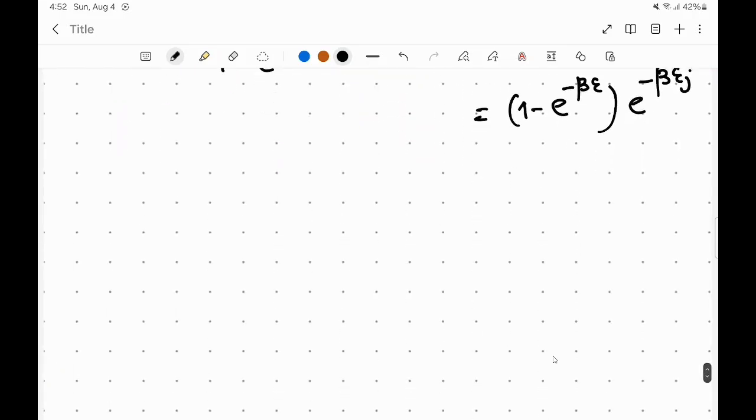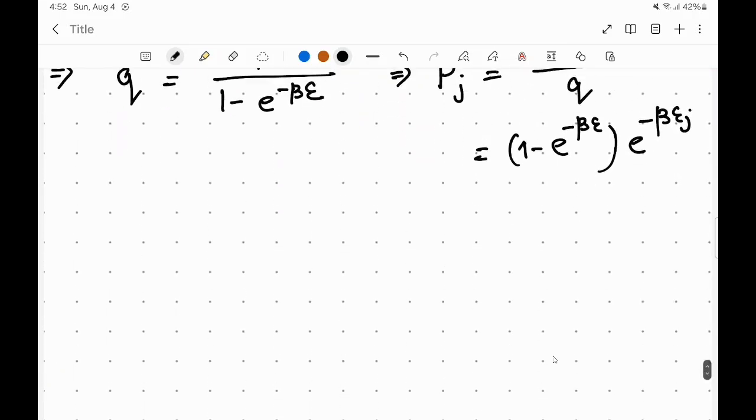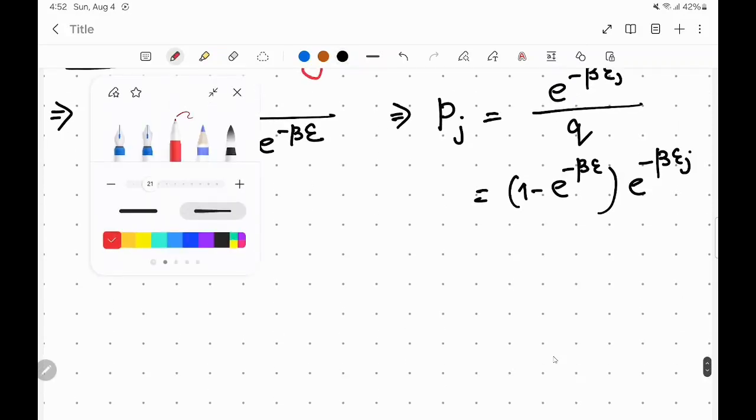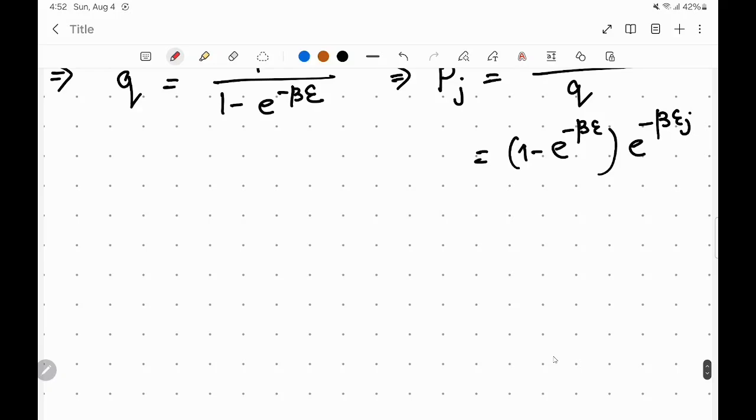Now, considering zero point energy, how can you do it? I'll give you the hint. You should try. If you can't do it, then in the next class I will discuss.